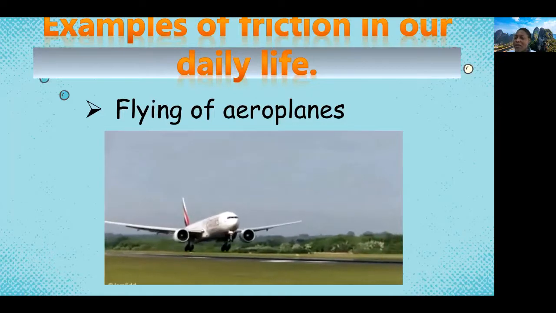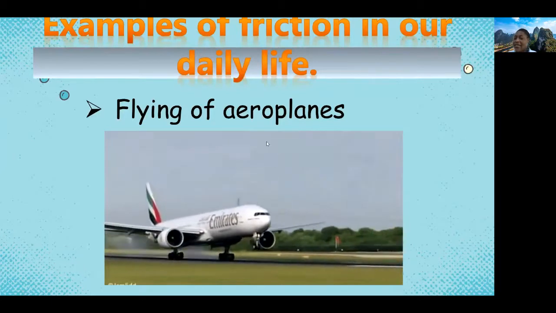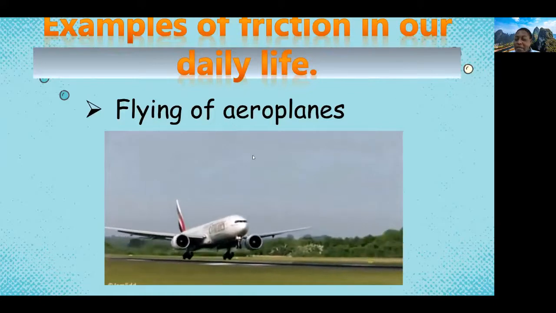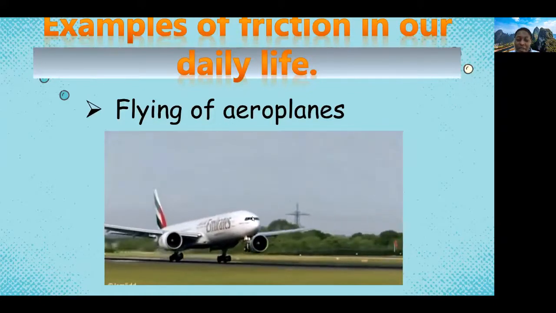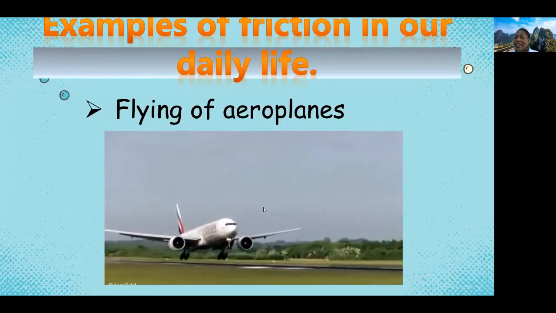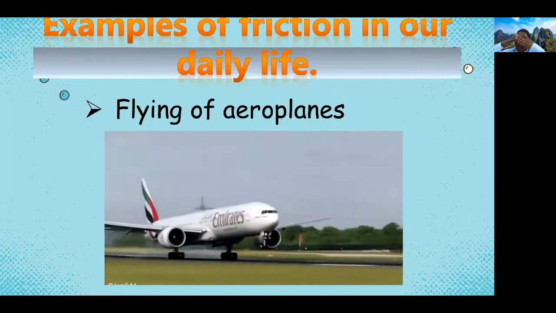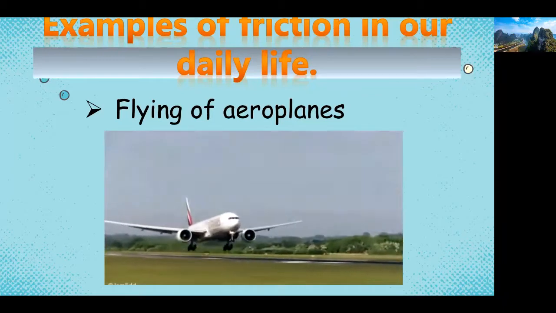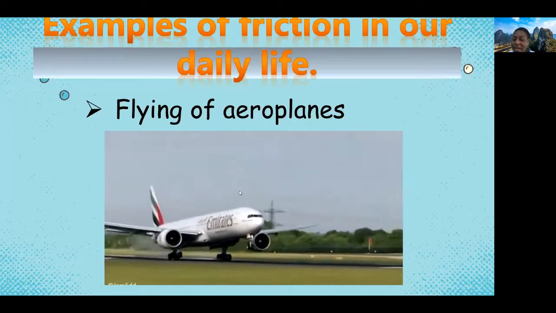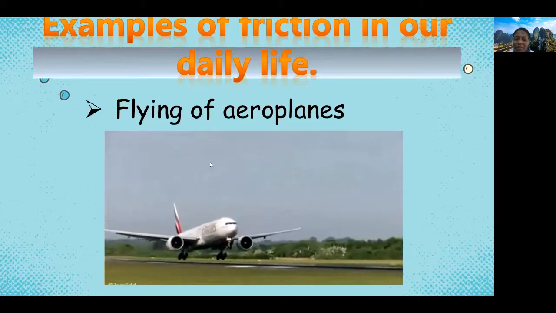So there is friction between the airplane and the air. In order to fly an airplane smoothly in the air, first of all, their bodies, their shape, should be streamlined so that they can penetrate, to pass through the air very easily. So friction applies here in our daily lives. Flying of airplanes every day experiences what we call friction.